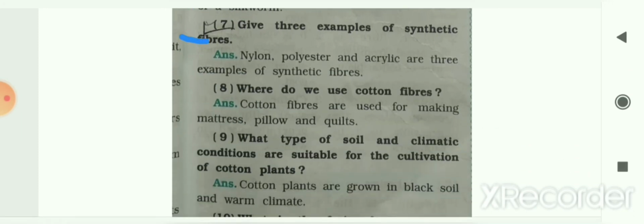Next question, give 3 examples of synthetic fibers. So nylon, polyester, acrylic are 3 examples of synthetic fibers. Next is, where do we use cotton fibers? So cotton fibers are used for making mattresses, pillows and quilts.